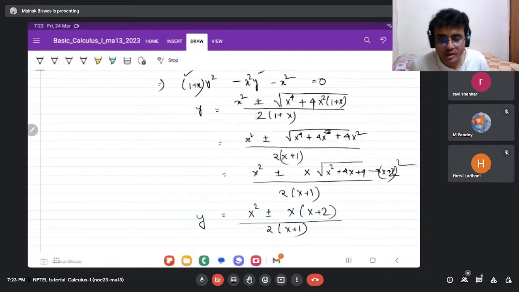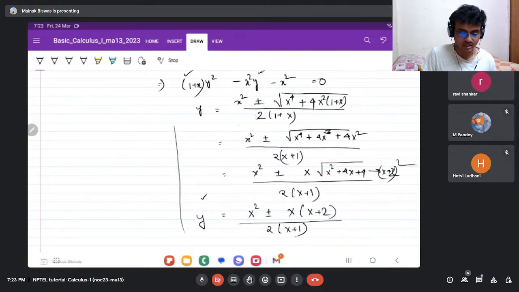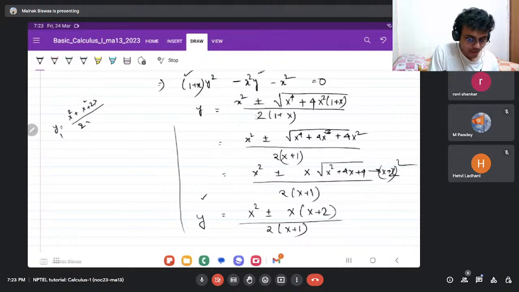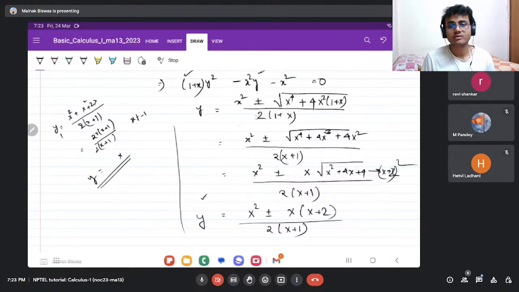So now your equation was a one variable, it was not a quadratic, but I made it a quadratic, so I got two equations, but both of these will not be a solution. Let's see why. See, y is equal to x square plus, this is solution 1, plus x plus 2 by 2 into x plus 1. So I'll get 2 into x plus 1 by x plus 1. Assuming x is not equal to minus 1, I can cancel them and I get y equal to x, right? Agreed? This is one solution you get.